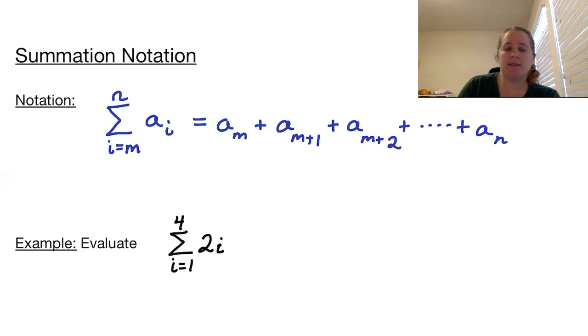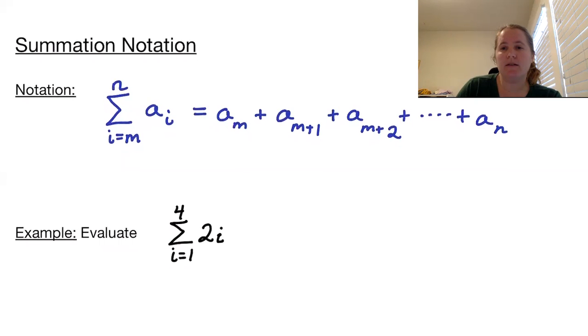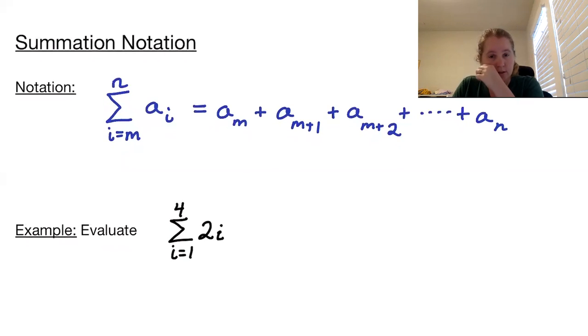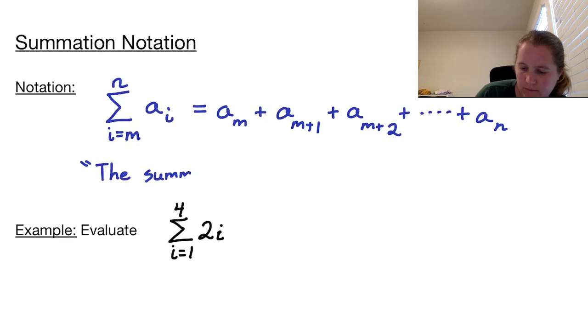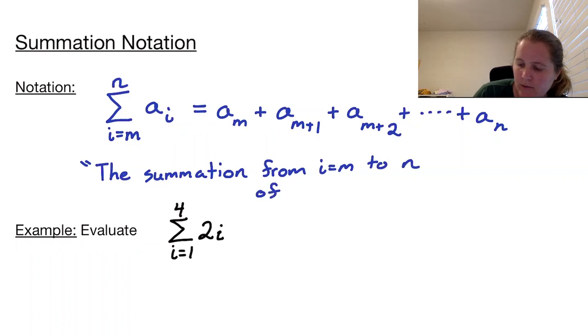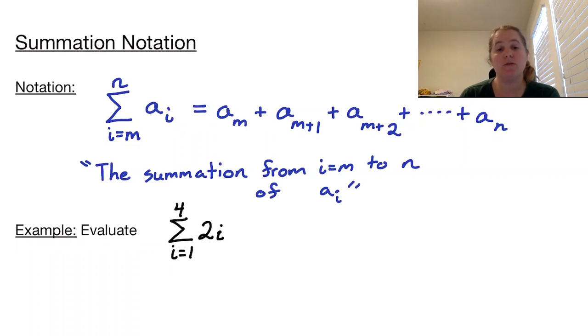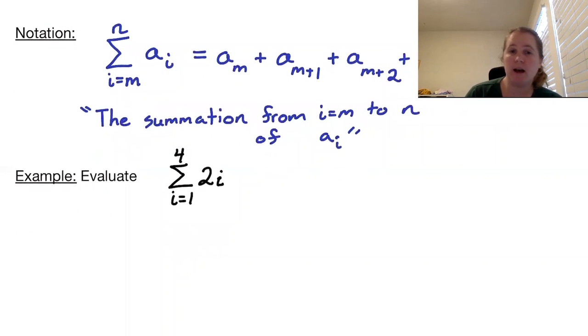So for this first example, let's go ahead and just evaluate the summation from i equals 1 to 4 of 2i. I'm going to actually write this in words here. So this is the summation from i equals m to n of a sub i is how we would say that. So again, let's do the summation from i equals 1 to 4 of 2i.